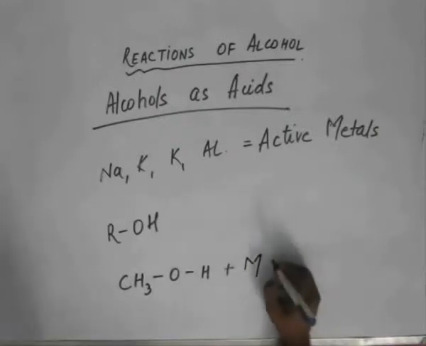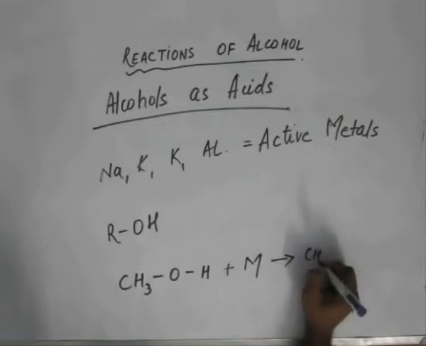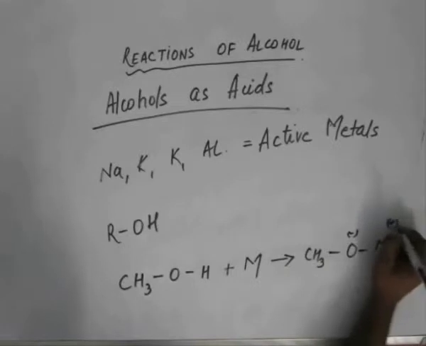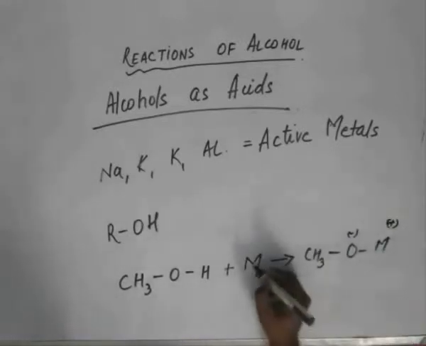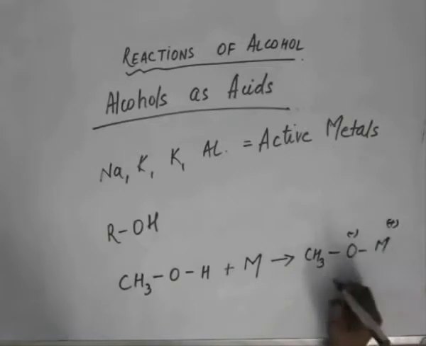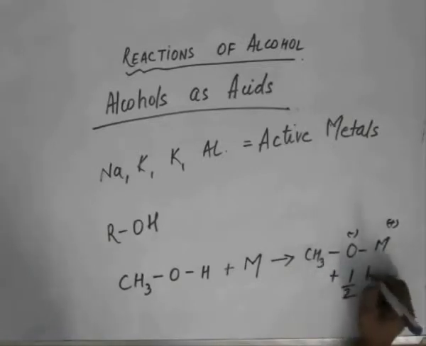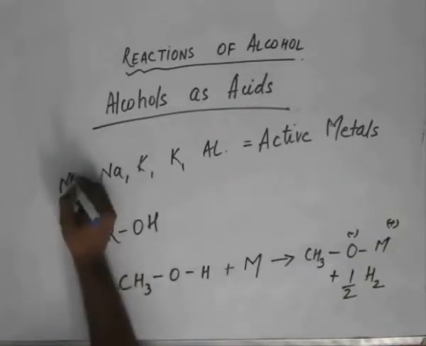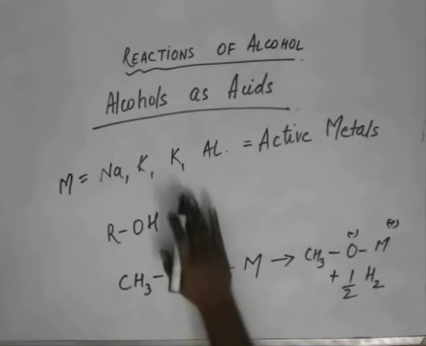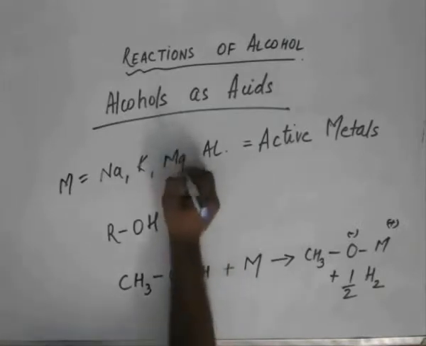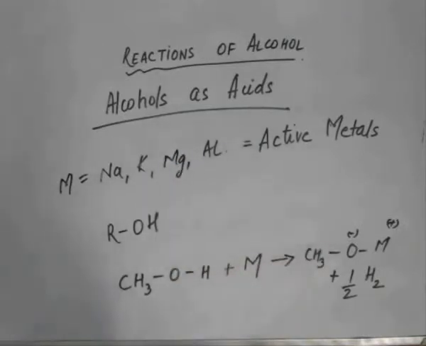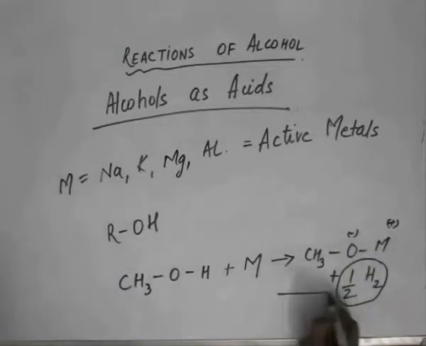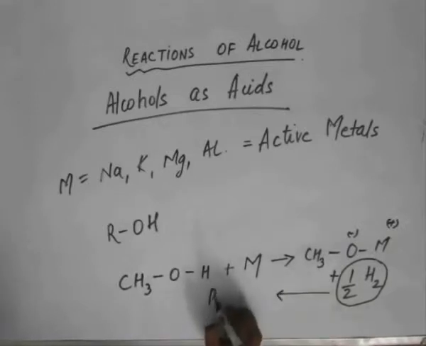Okay, fine. So if we add an active metal to it, what we get is CH3O minus M plus. We show this charge separation because these are metals and they always try to gain a positive charge over here, and we get hydrogen gas. This M can be anything: sodium, potassium, magnesium, aluminium. So we test this gas in the lab. What is the test? It burns with a pop sound.